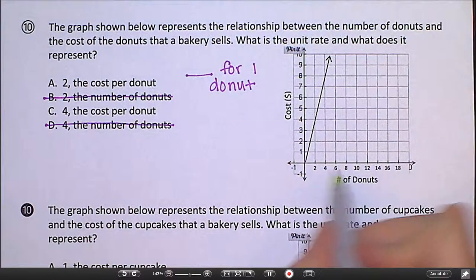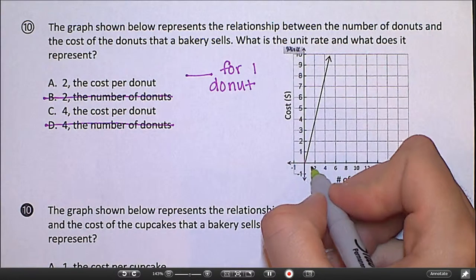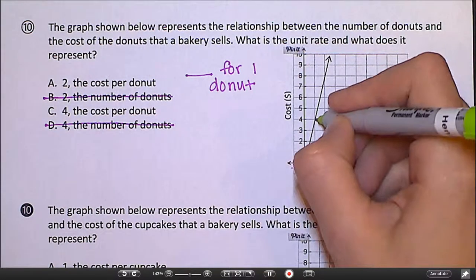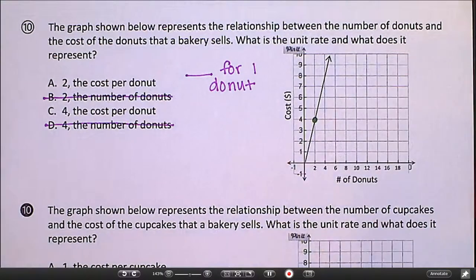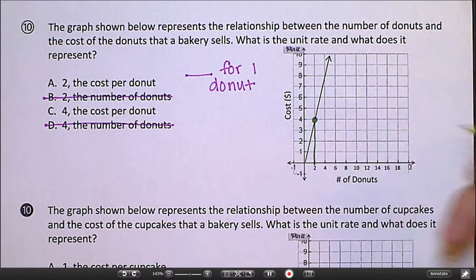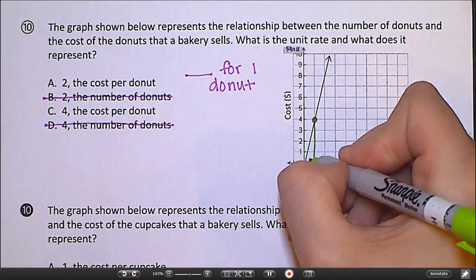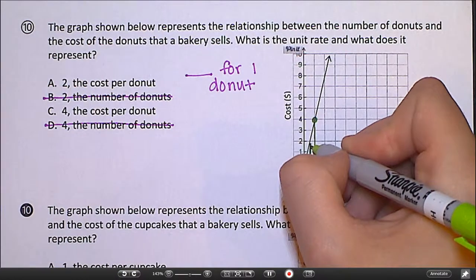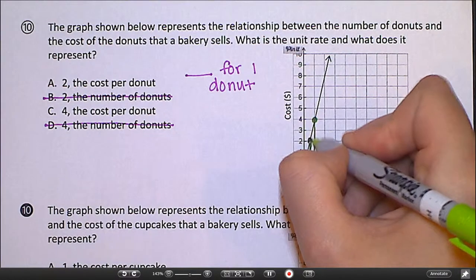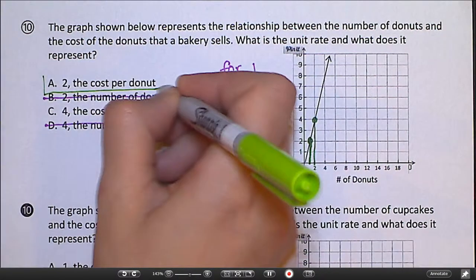I'm going to look at my x-axis and I see that I'm numbering by twos. So for two donuts, it looks like the cost is $4. But that's for two. That's not what I want to know. I want to know how much for one. Well, 1 would be right here. And if I go up to 1, that's going to cost $2. So $2 is the cost per donut.